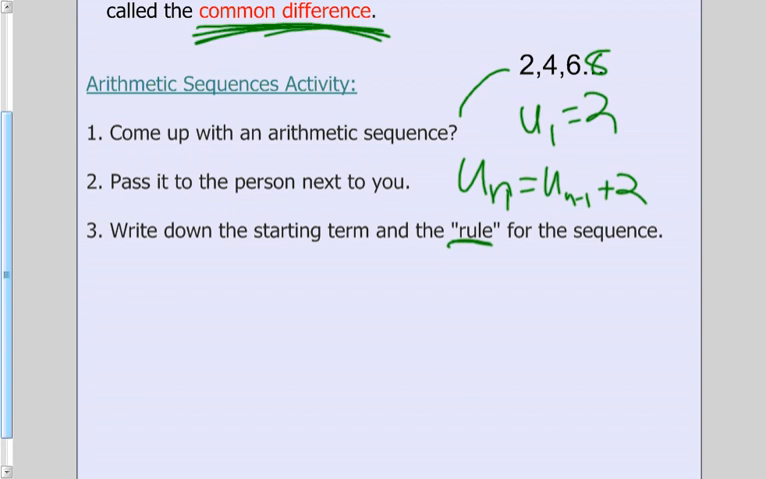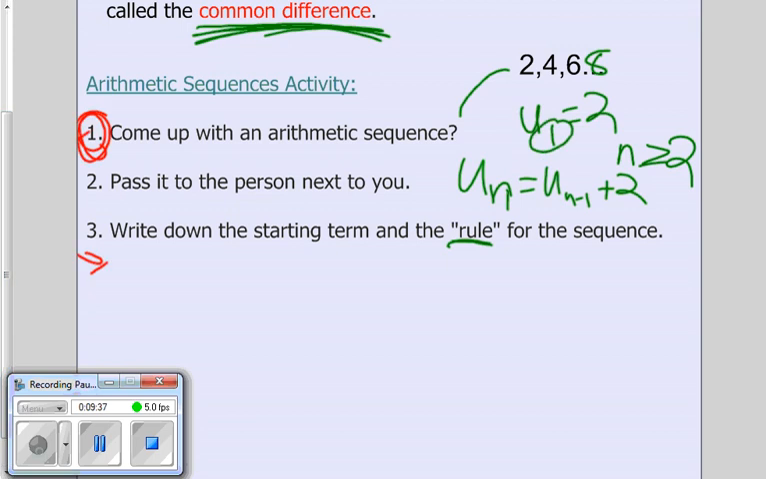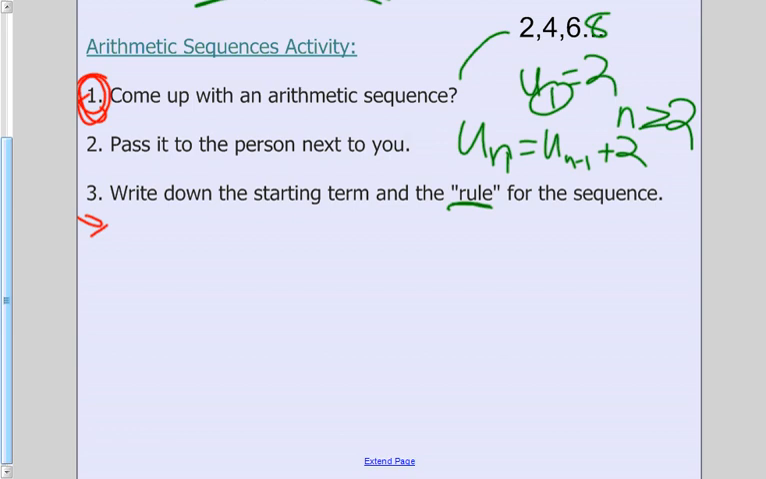So why don't you do this now? We're going to do this activity. Why don't you come up with a sequence and then pass it over or just show it to the person sitting next to you, and then each of you are going to write down the starting term and the rule for the sequence. And of course, we're not going to forget our n is greater than or equal to 2 to tell us our domain. Ready? Go.